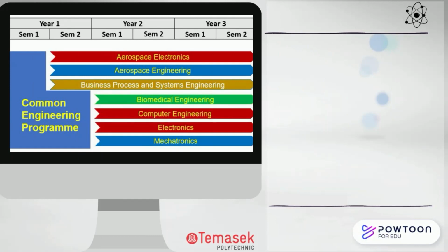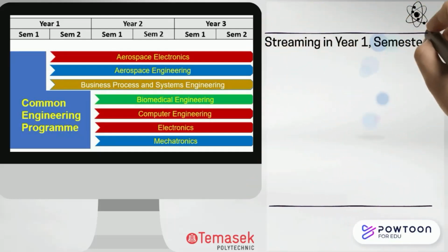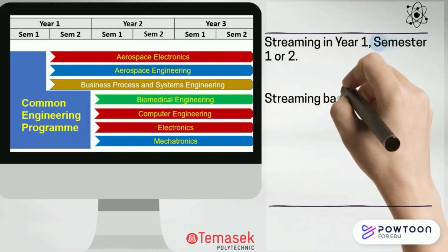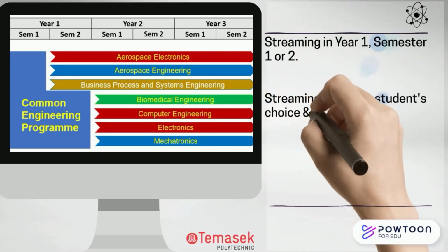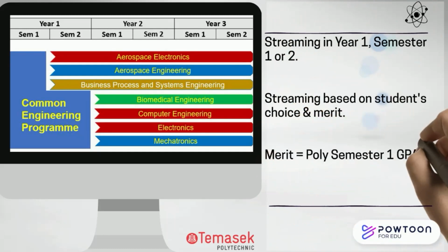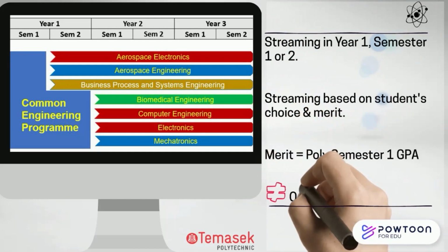Students in this program will participate in the course streaming exercise in semester 1 or semester 2. And if they are successful in their selection, they'll join the diploma in semester 2 or year 2, depending on the diploma course. Do note that the course streaming is based on students' choice and merit, meaning that we will only look at your Polytechnic semester 1 results and no longer your O-level aggregate score.